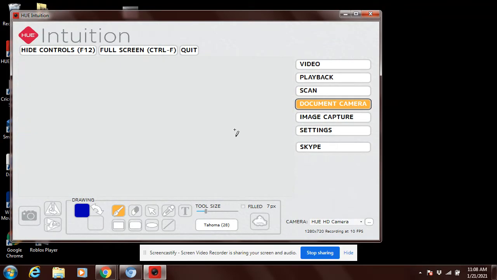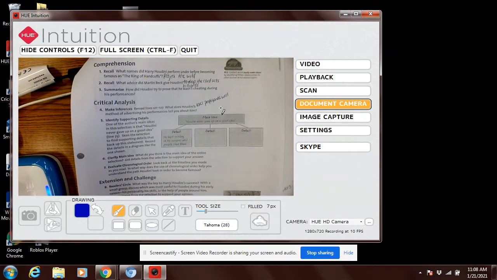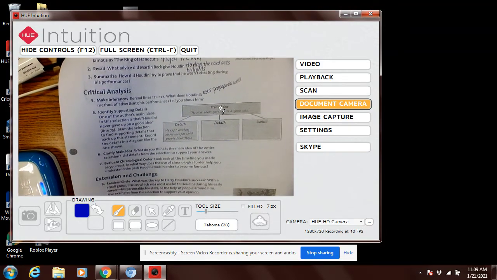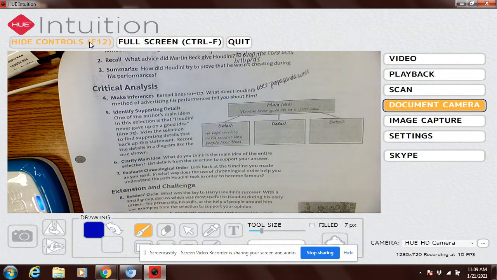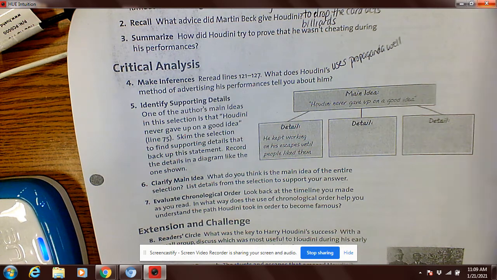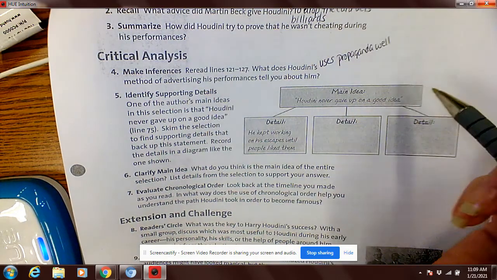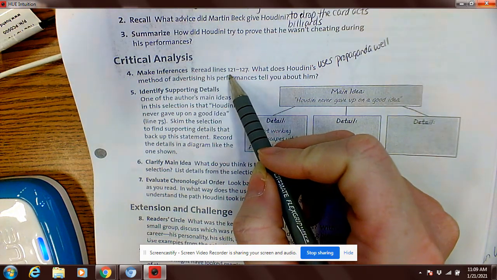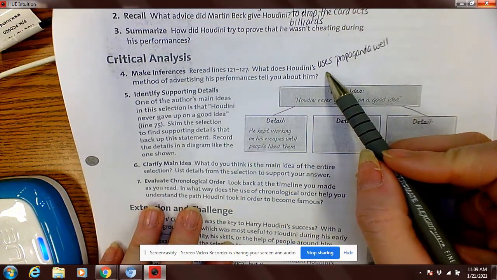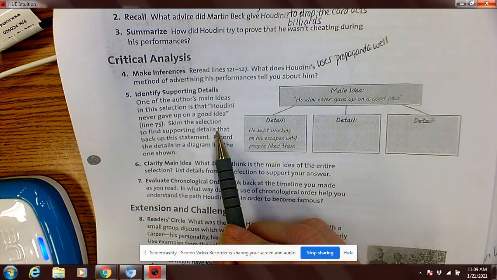Okay, so everybody needs to have their packet out on Harry Houdini. This is the second video that you need to watch. We are on page 809. And this morning we did the top part of this worksheet, and then we talked about making an inference here. We went back to lines 121 and 127, and so you'll have to watch that. And we talked about how that used propaganda. So right now we're going to start with question number 5, identifying supporting details.